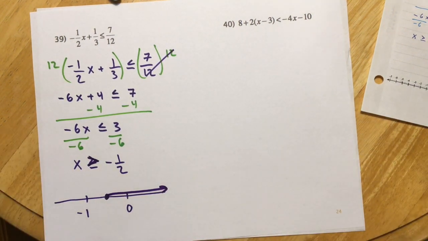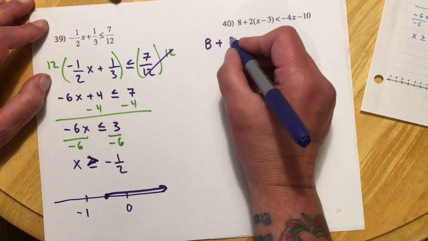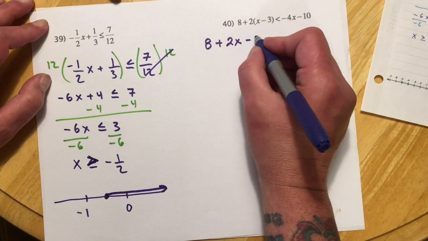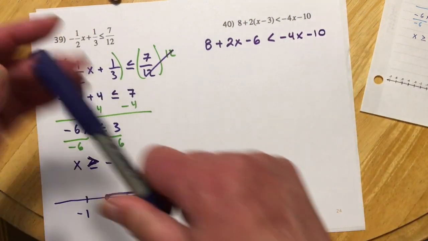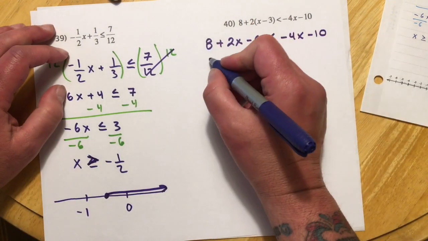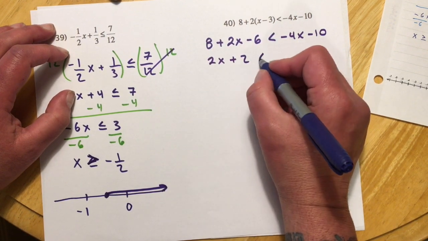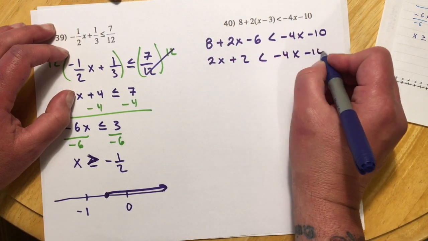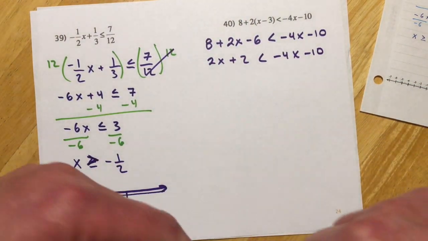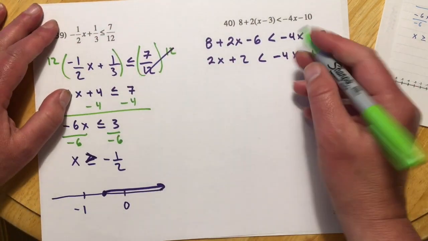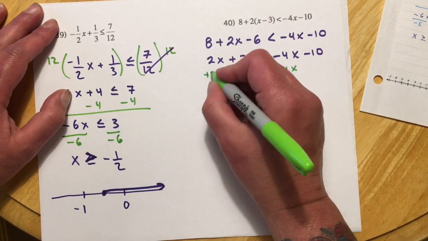And then number 40 is just kind of a bigger version of the same thing. So 8 plus 2x, and then that will make a negative 6, less than negative 4x minus 10. And then let's combine terms first. So 2x, 8 minus 6 will be plus 2, less than 4x minus 10. I am going to bring my 4x this way. Definitely when I do inequalities, I like solving to the left. I just think they look really funny the other direction. So plus 4x.